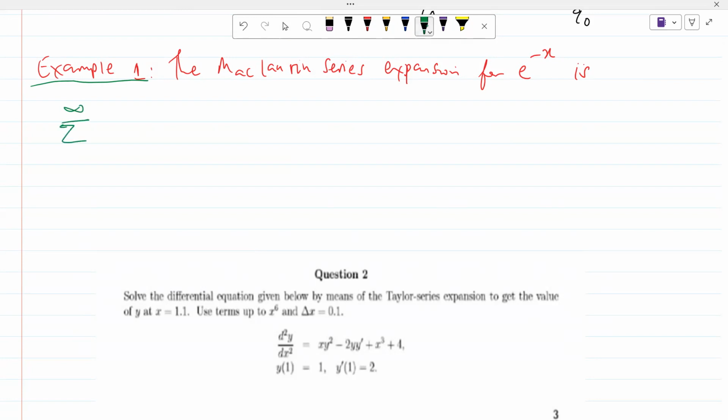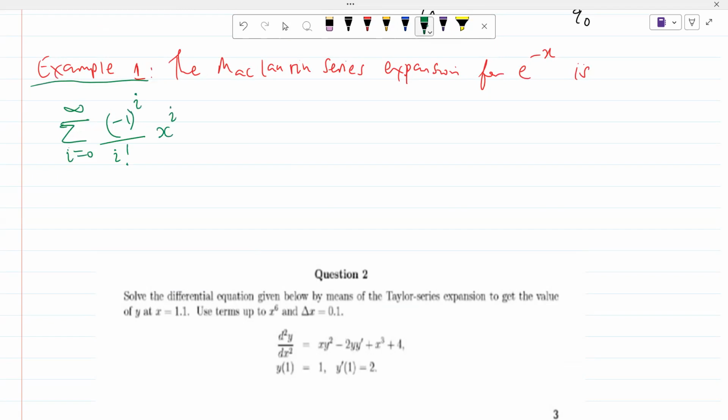Right, what is the Maclaurin series of e to the minus x? We can find that one by using the Maclaurin series formula, like we did with the Taylor. But the difference between Taylor and Maclaurin is that Maclaurin is a series about 0. So you have that this is minus 1 to the power I divided by I factorial, times x to the power I, like this.